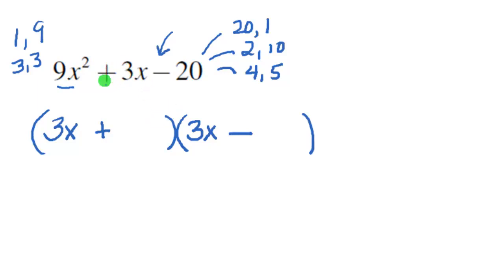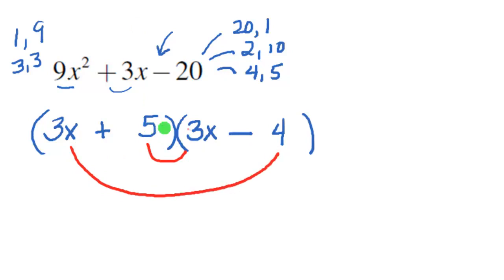And again, since our middle term is positive, we're going to want the bigger product to be positive. Don't worry too much about that because we can always change the signs later. So let's try the 5 here and the 4 there, and we are going to check our middle term. 5 times 3 is 15x, and 3x times a negative 4 is a negative 12x. And a positive 15x minus 12x equals 3x.